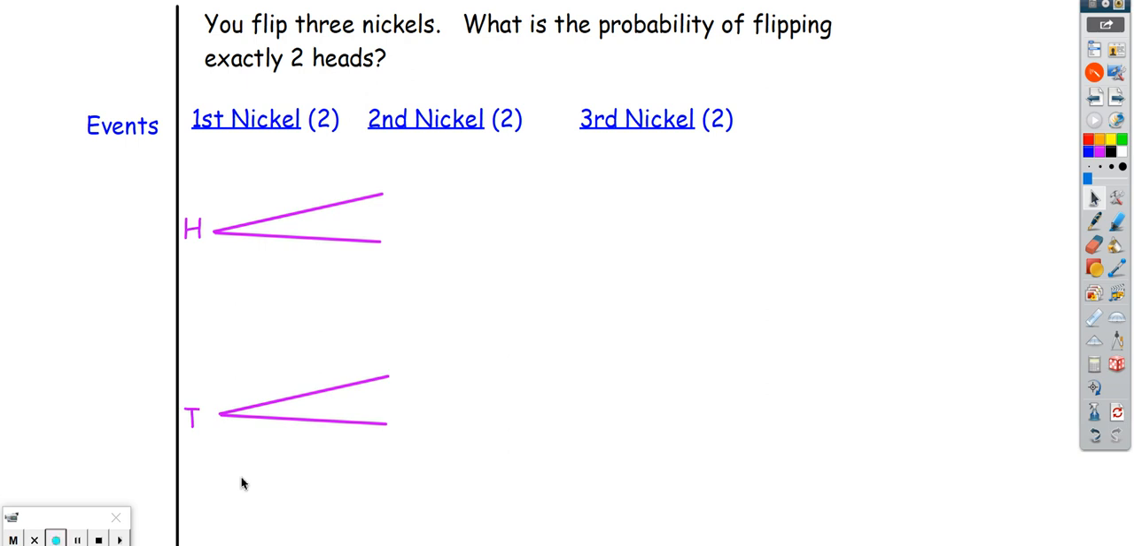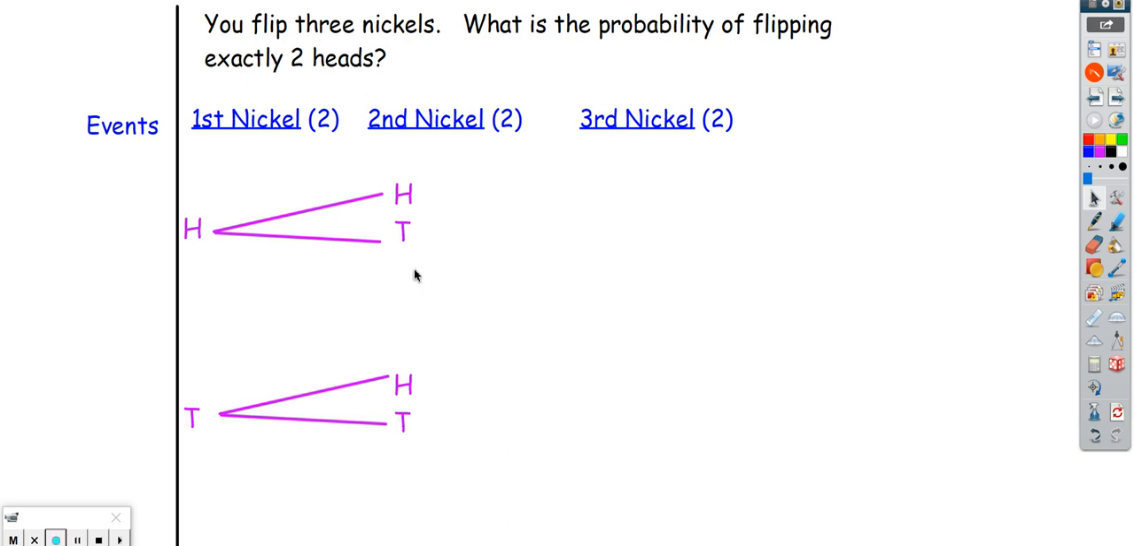We're going to build our tree diagram. So if we flipped the first nickel and it landed on heads, then the second nickel could be heads. But if we flipped the first nickel and it landed on heads, we could also flip the second nickel and it could be tails. But if we flipped the first nickel and it was a tails, the second nickel could be a heads, or it could be a tails.